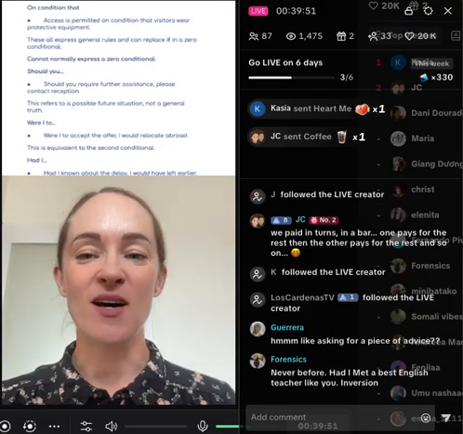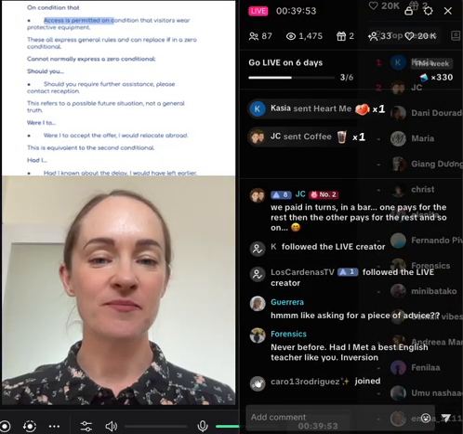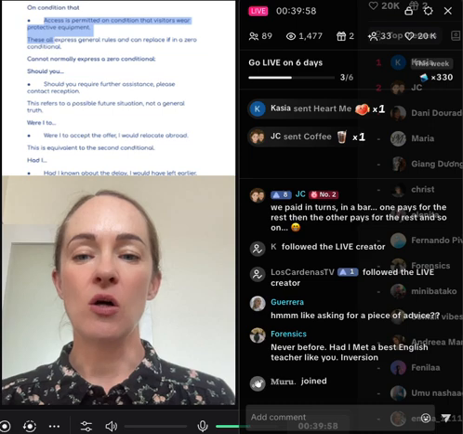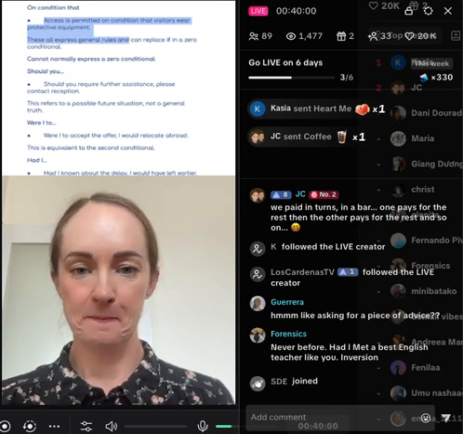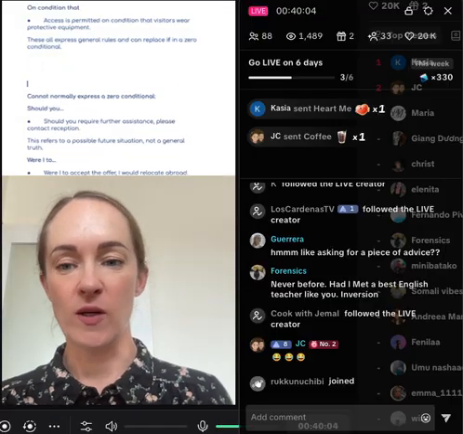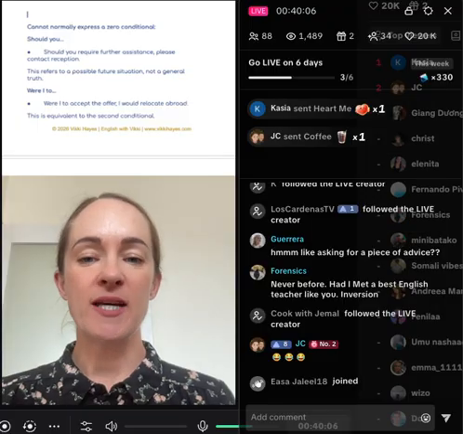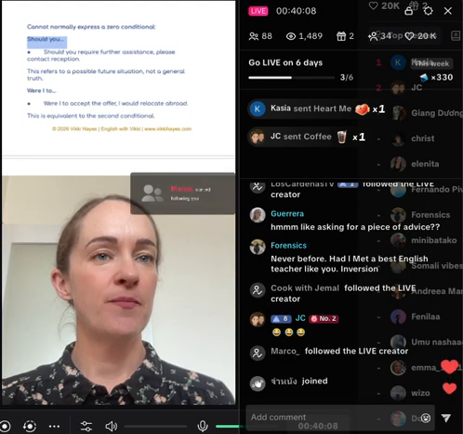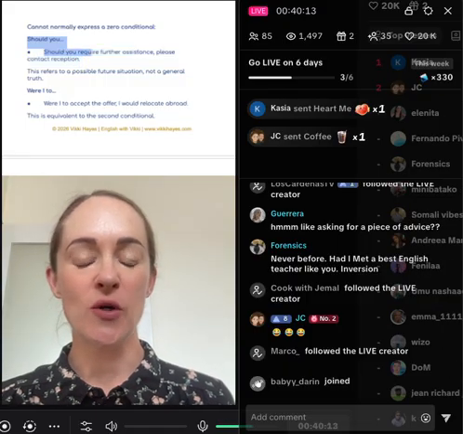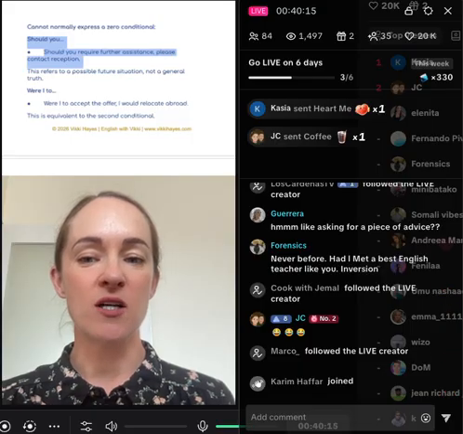Okay, so on the condition that access is permitted, on condition that visitors wear protective equipment. These all express general rules and can replace if in a zero conditional. Now, what can't? What cannot normally express a zero conditional is "should you." Okay?